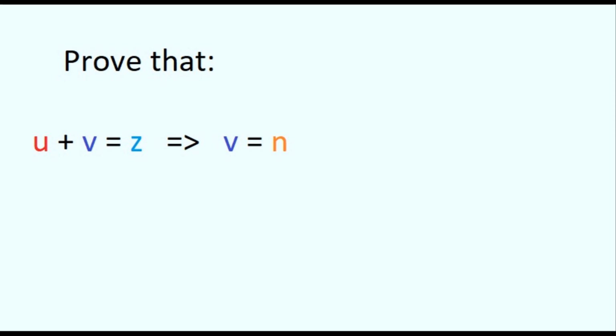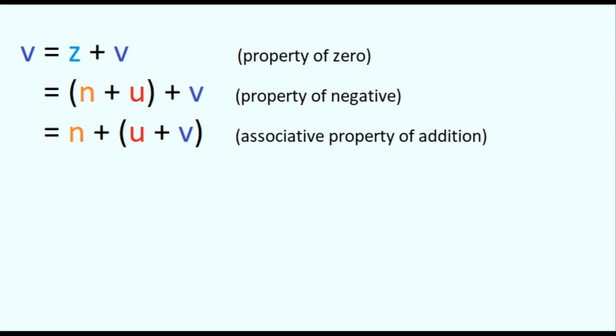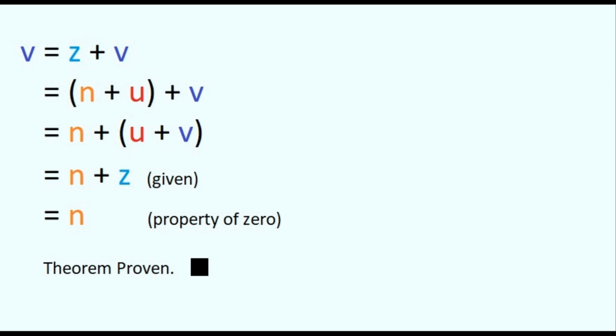Here is yet another proof. We must prove that v equals n. We expand the expression and perform a bracket swap as before. Notice that the zero vector z has been placed on the right side of v instead of on the left like before. We then simplify the expression leaving n, thus completing the proof.